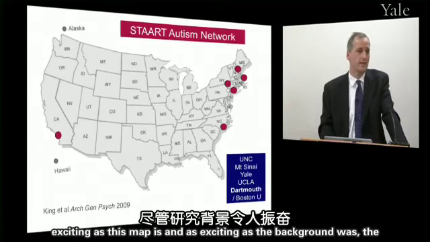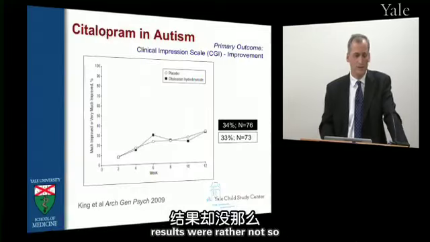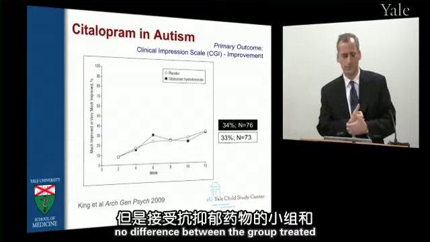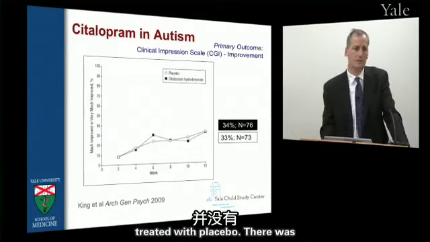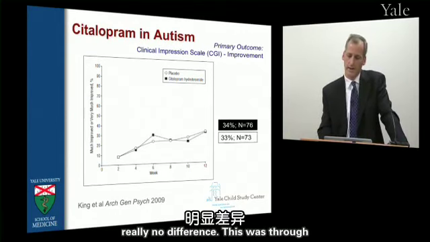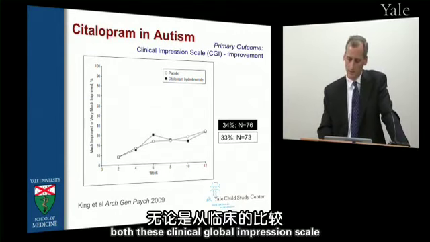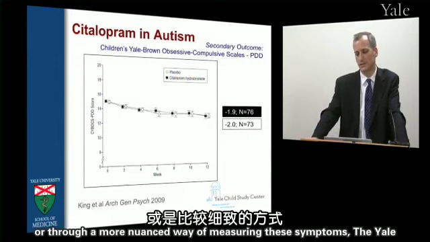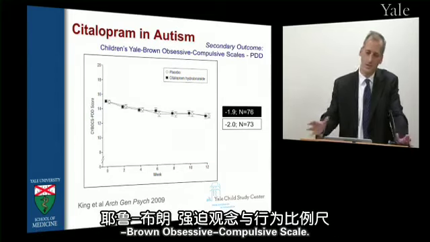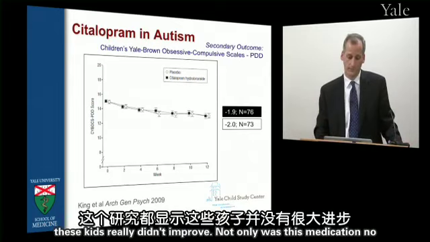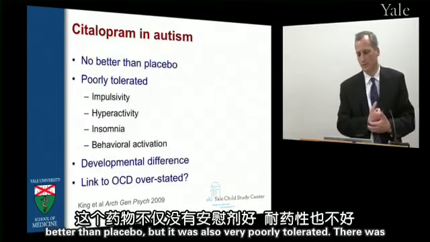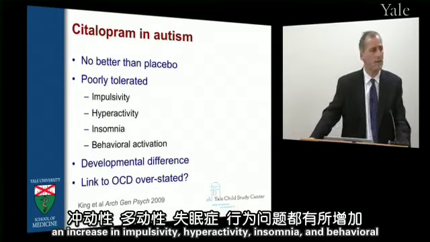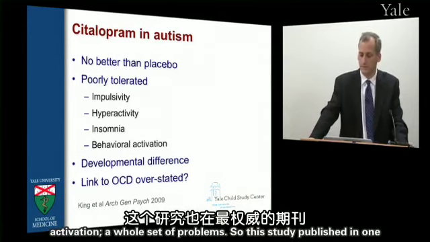Now, exciting as this map is, and exciting as the background was, the results were rather not so exciting. In fact, as you can see, there was no difference between the group treated with the antidepressant and that treated with placebo. There was really no difference. And this was through both the clinical global impression scale that I had mentioned before, and through a more nuanced way of measuring these symptoms, the Yale-Brown Obsessive Compulsive Scale. In any way that the study was looked at, these kids really didn't improve. And not only was this medication no better than placebo, but it was also very poorly tolerated. There was an increase in impulsivity and hyperactivity and insomnia and behavioral activation, a whole set of problems.